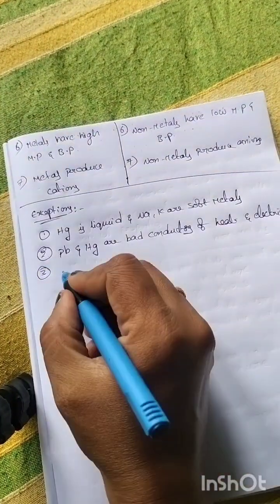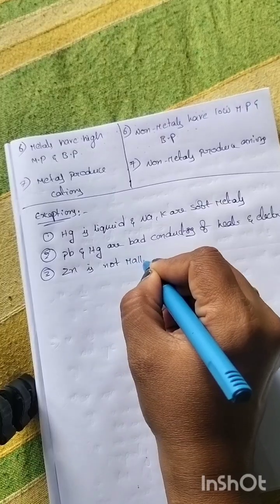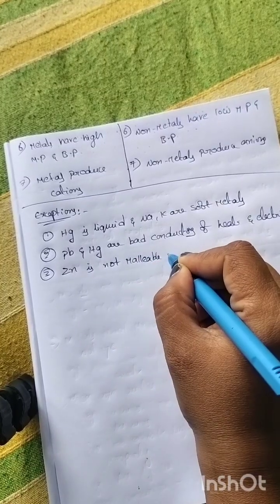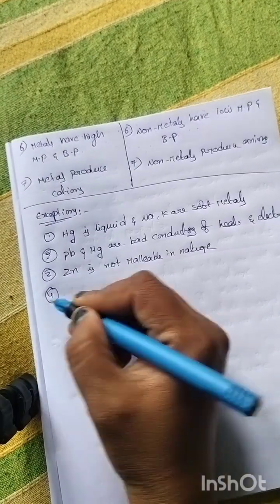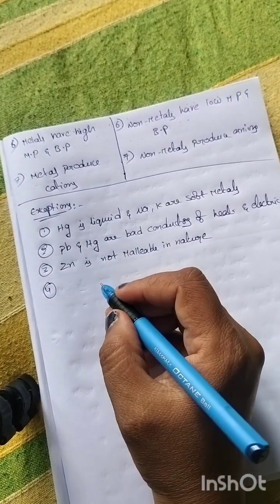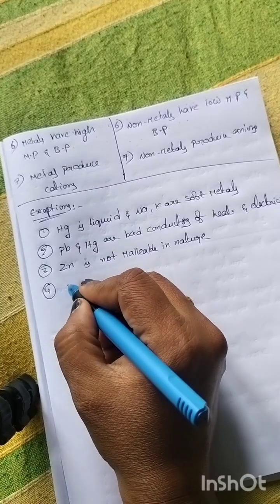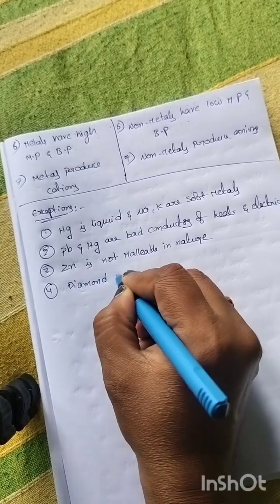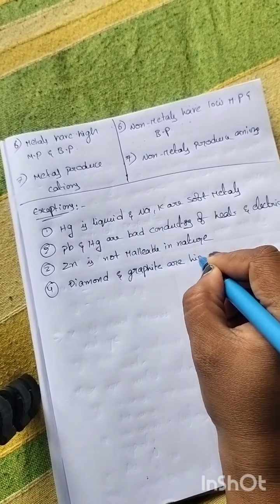Remember this point. Next, the second exception is that lead and mercury are bad conductors of heat and electricity. Generally, metals are good conductors of heat and electricity, but lead and mercury are bad conductors. The third point is that metals are malleable in nature, but zinc is not malleable. Zinc is brittle in nature.